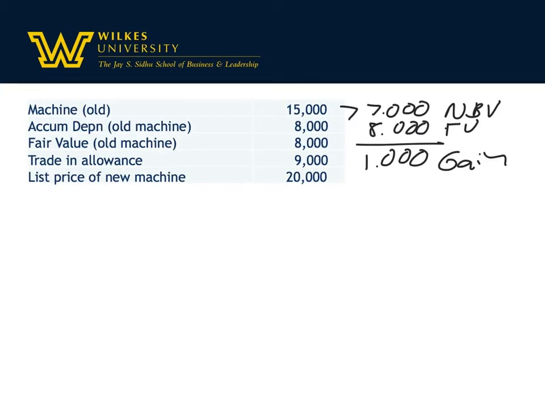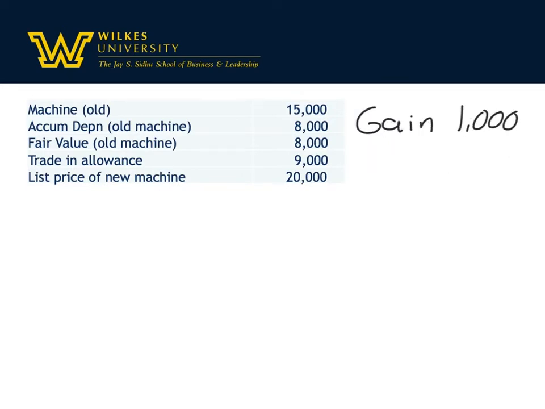So how do I treat that gain? I'm going to treat it differently if I have commercial substance or I don't have commercial substance. So I still want to put that gain aside for when I get to that commercial substance issue. The other thing I want to know is, how much am I going to pay in cash? Same thing. List price is 20, trade-in allowance is 11,000 or 9,000, so I must pay 11,000 in cash.